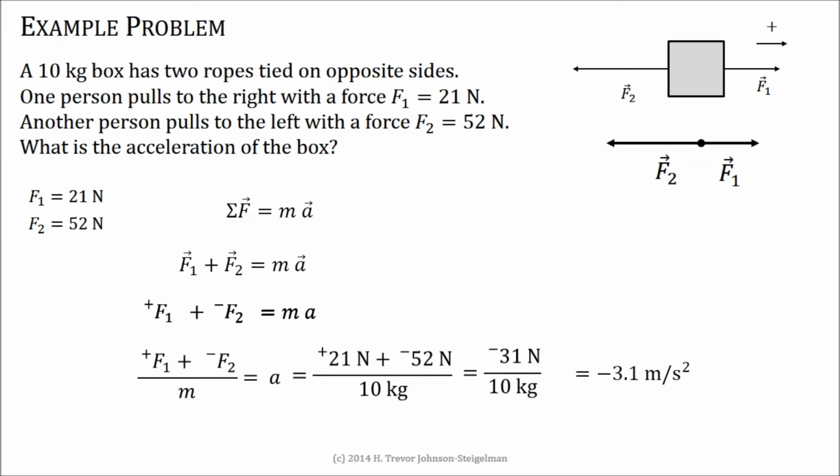And then just to make sure that my physics professor understands that I understand what's going on, I'm going to actually write down a sentence: the box accelerates at 3.1 meters per second squared to the left. That way I'm very clear about the direction that it's going. So this is my magnitude. This over here is my direction.